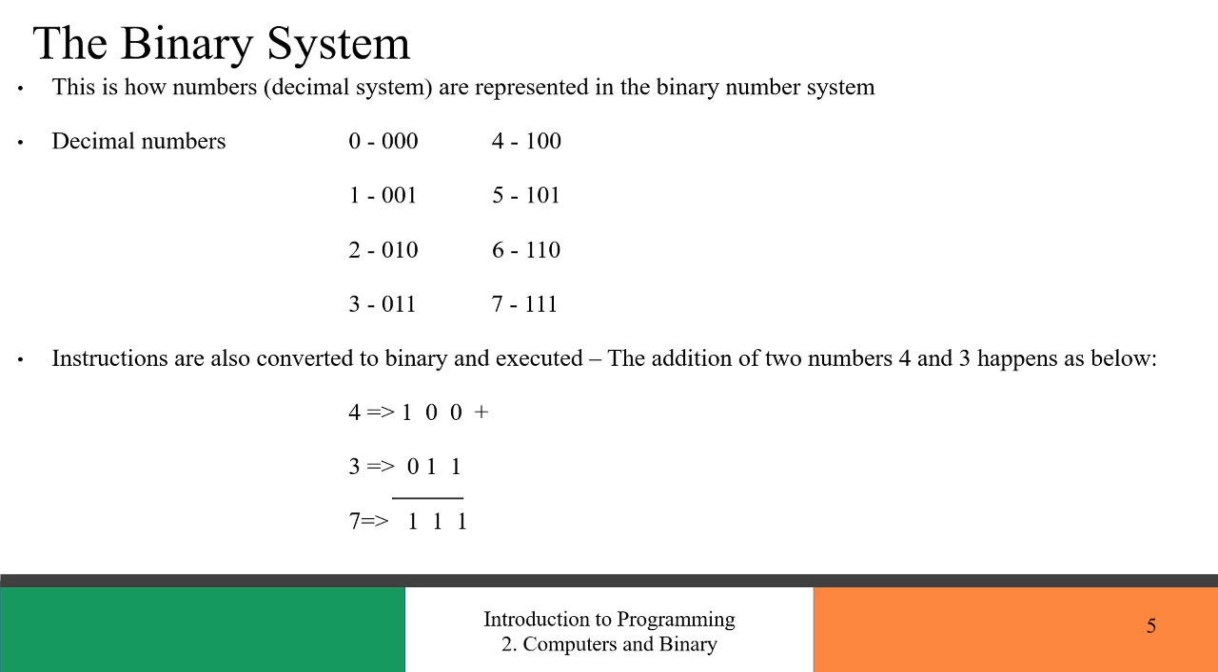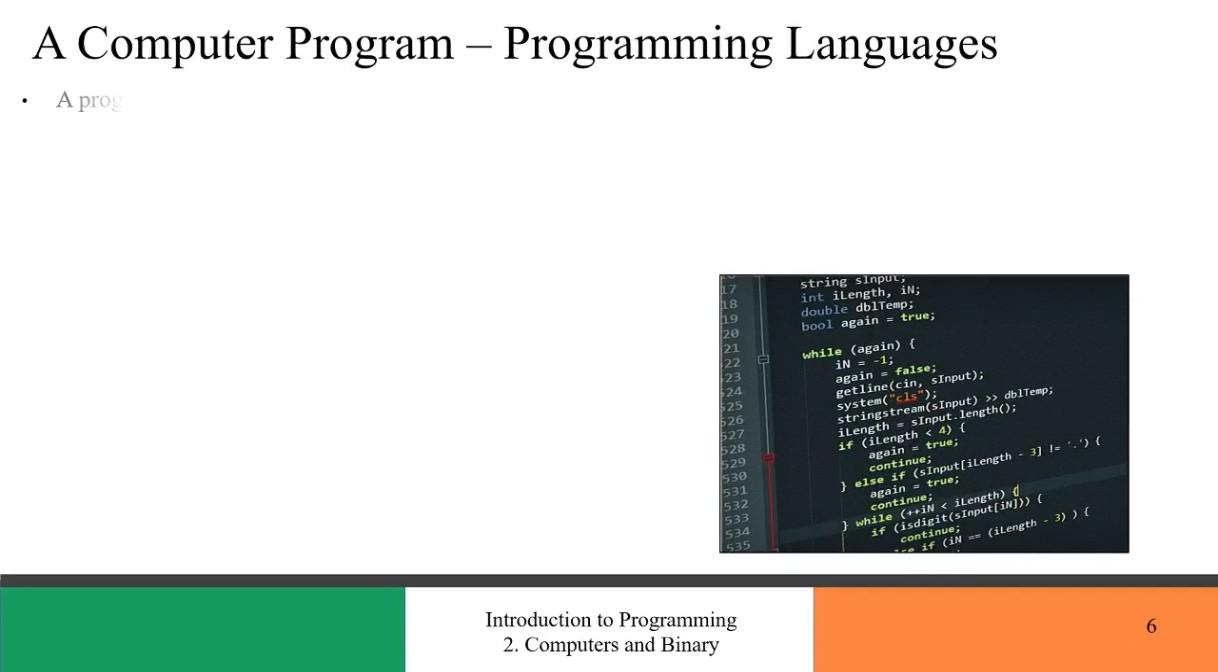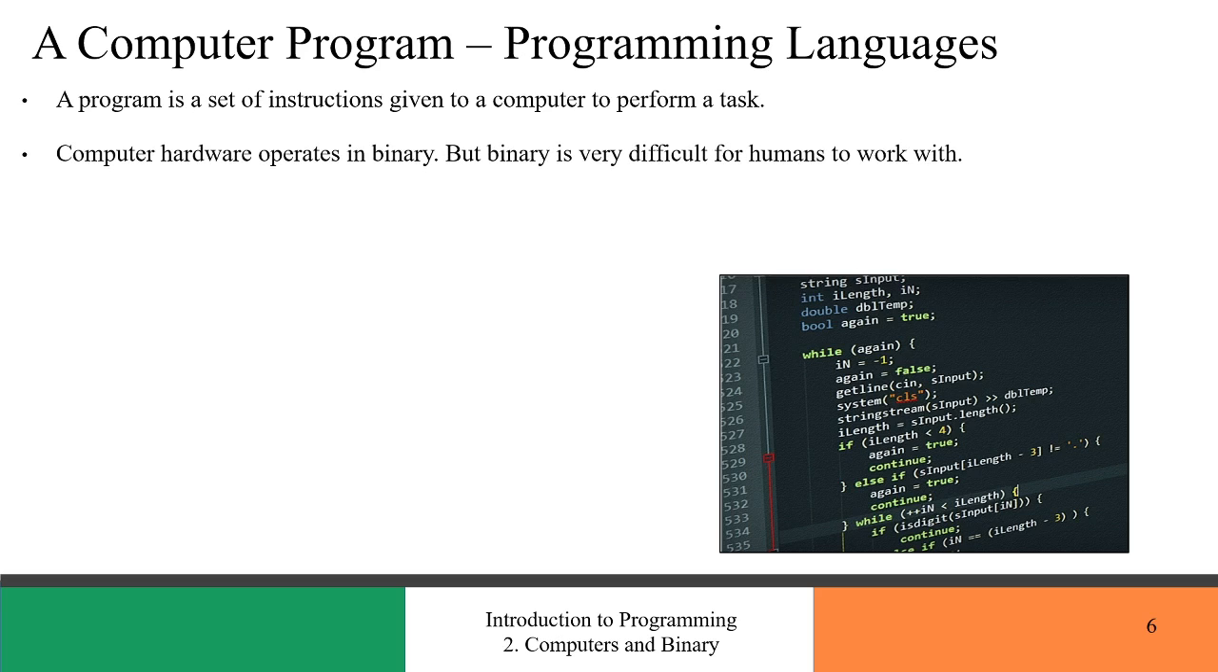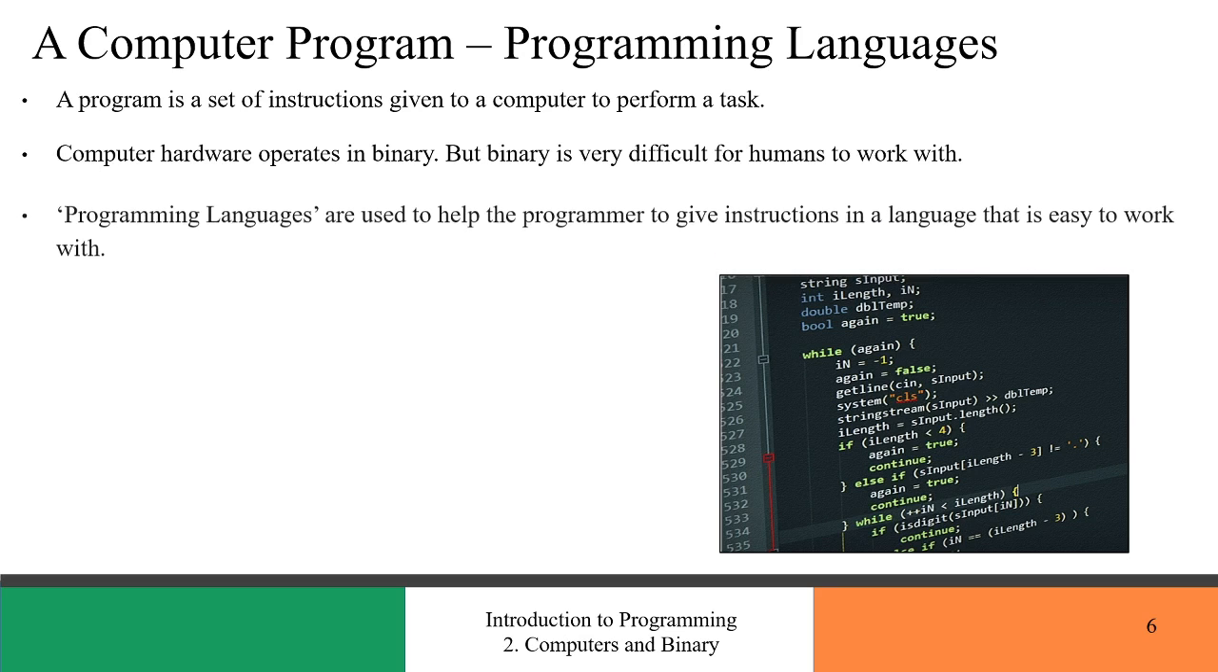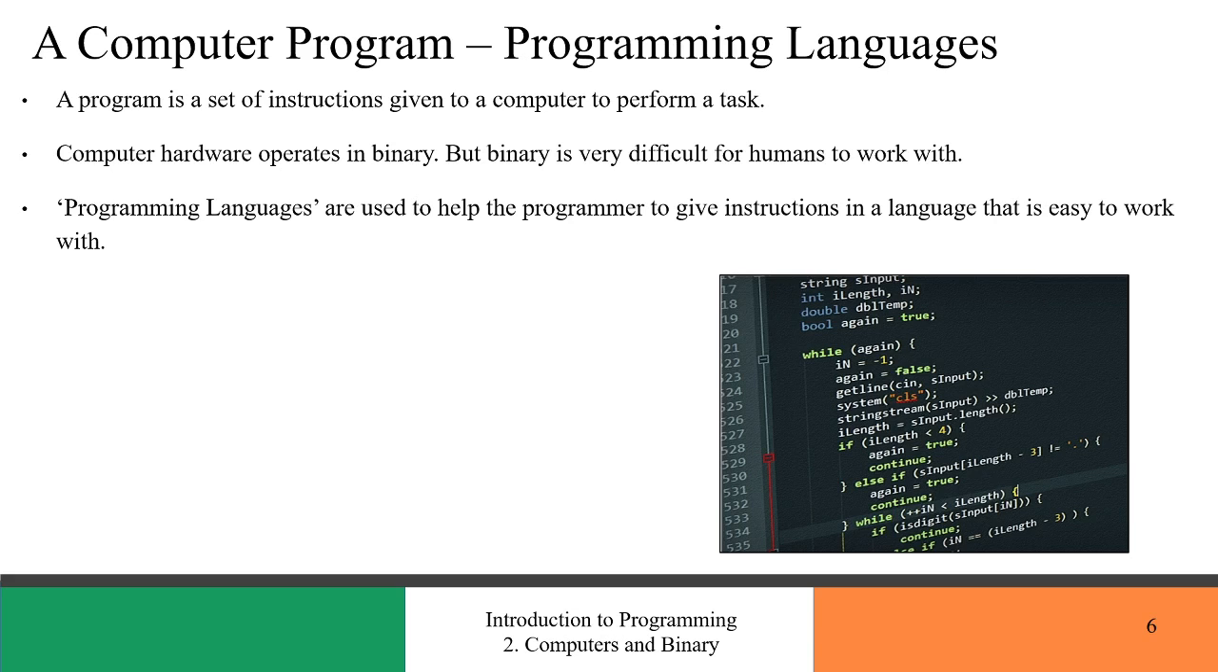Let us proceed to understand what a computer program is. A computer program is a set of instructions given to a computer to perform any task. But as we just saw, computer hardware operates in binary, but binary is very difficult for humans to work with and is very complicated for us to understand. Thus, programming languages were introduced. A programming language helps the user to give instructions in a language that they are comfortable with. Examples of programming languages include COBOL, C, C++, Java, Python, JavaScript, Ruby, etc.